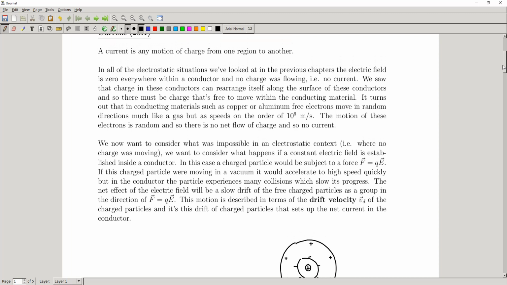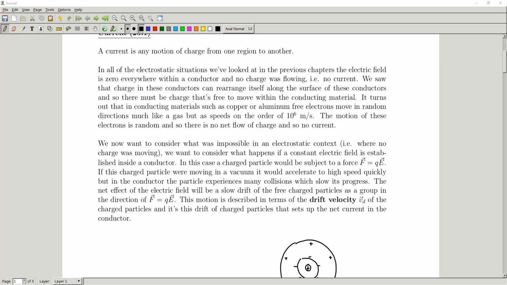Okay, so now we're going to take a look at how these free charges that are free to move inside our conductor are going to arrange themselves as we force an electric field through this conductor. And let me just double check something. My other monitor just went blank. Give me one sec.